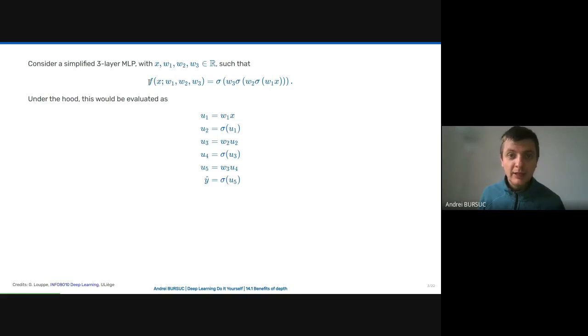So we have our neural network. It's f of a given input and three W's corresponding to the parameters of each layer, and we have some sigmas, which are the intermediate activation functions, right? So at the first layer we have W1 multiplied by X. We pass it through sigma, then we multiply the output by W2. We have another sigma, another activation function.